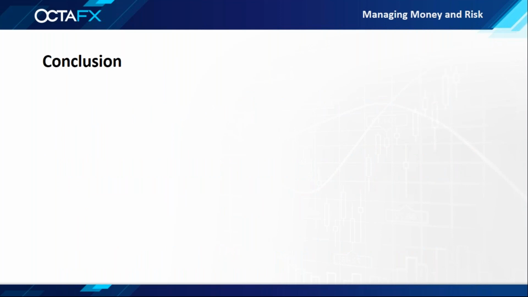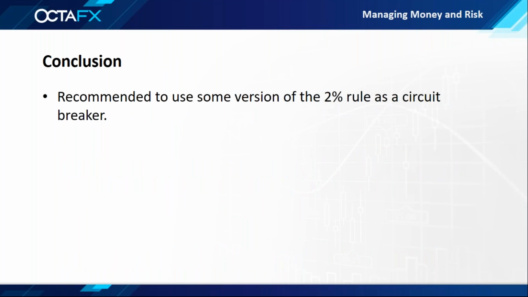So to conclude, here are the key things that I want you to take away from today's presentation. I would like to recommend using some version of the 2% rule as a circuit breaker. What I mean by that is that you have a loss limit. Once you've lost a certain amount of equity, you just walk away for a set period of time. So you have a series of losing trades, you lose 2%, you just shut it down.